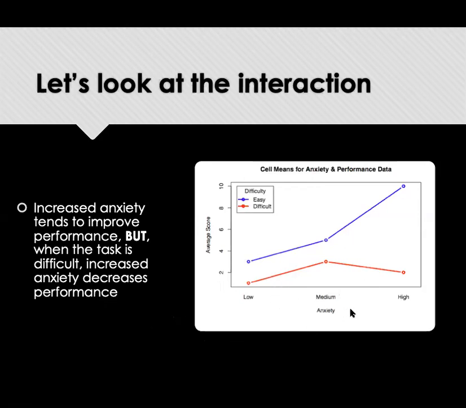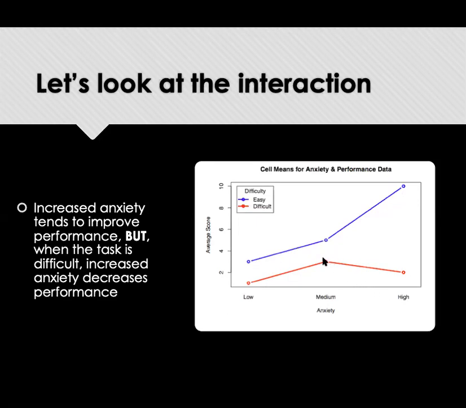So let's break this down. On the x-axis, we have anxiety, 3 levels, low, medium, high. Our other factor is difficulty. And so we have one line for each level of difficulty, a blue line for easy, a red line for difficult. And then on the y-axis, we have our dependent variable, which is score, right? That's our performance data. And so looking at this, we see that increased anxiety, going from left to right, tends to improve performance.